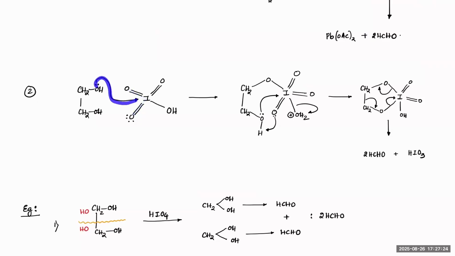This oxygen will attack from here. This oxygen will attack from here. It will become an iodate ester. And again the bond breaking is done. And you'll get HIO3 and HCHO.